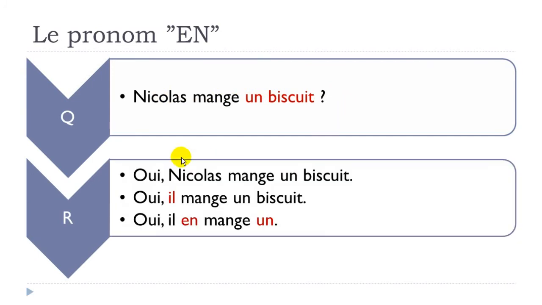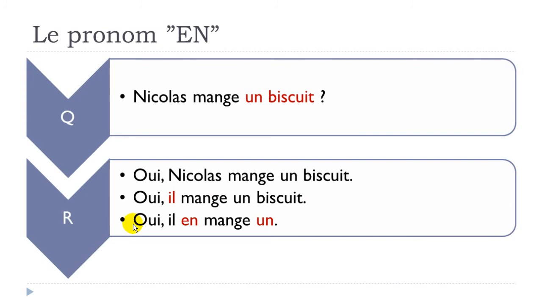First answer, oui, Nicolas mange un biscuit. Same thing as previously, you just put everything again. Second possibility, you don't want to repeat Nicolas. Oui, il mange un biscuit. Alright? Last option, you don't want to repeat Nicolas and you don't want to repeat biscuit.